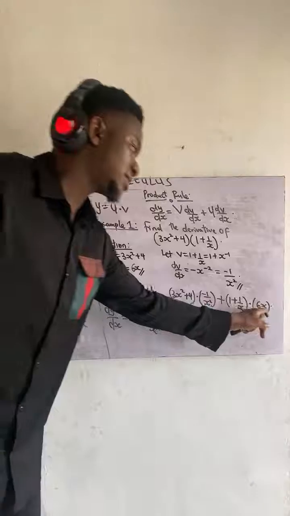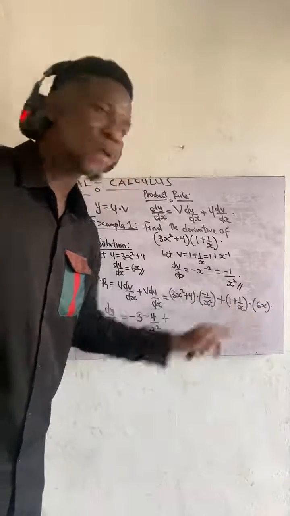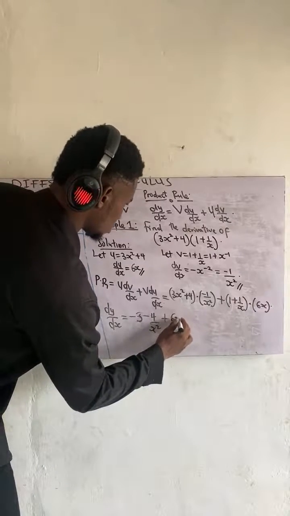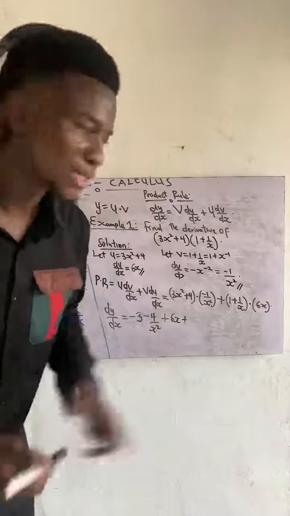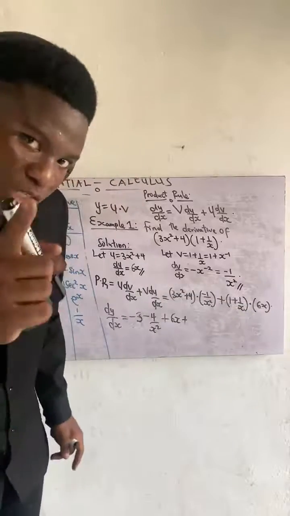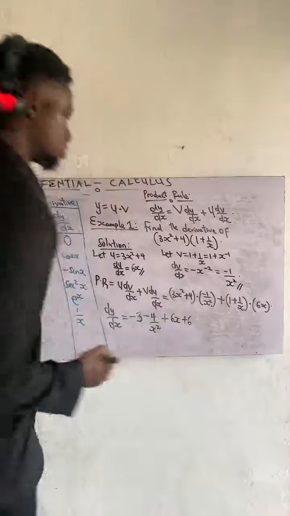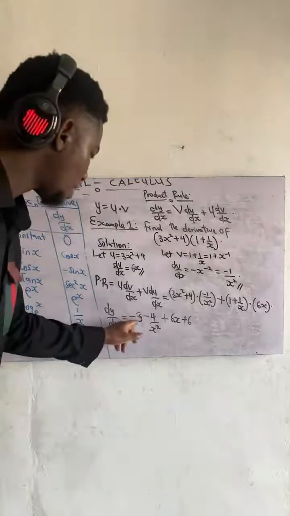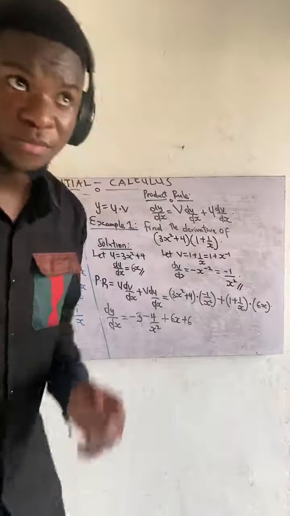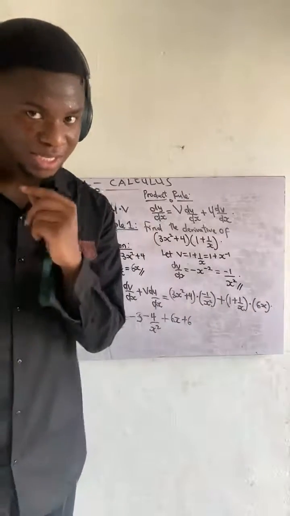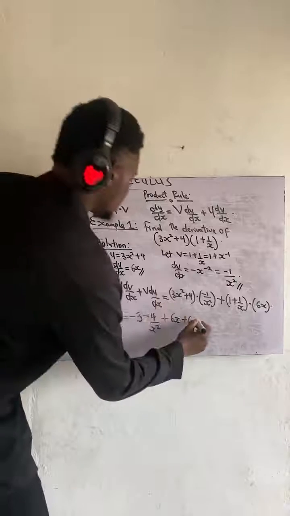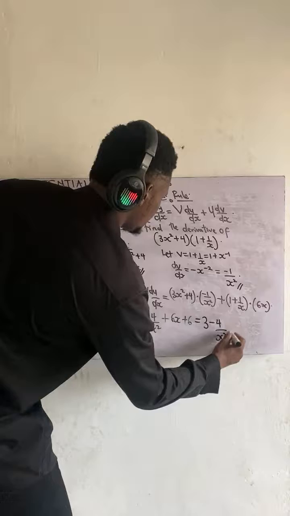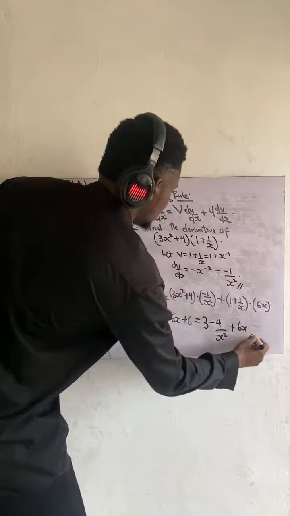Then we are going to use this 6x to multiply this. 6x times 1, what will that give us? 6x. Plus 6x. Plus, what is 6x times 1 over x? We cancel x. Then it will be what? Plus 6. And the final answer would then be minus 3 plus 6. What is minus 3 plus 6? That is plus 3. And that's what? 3 minus 4 over x squared plus 6x. This is the final answer.